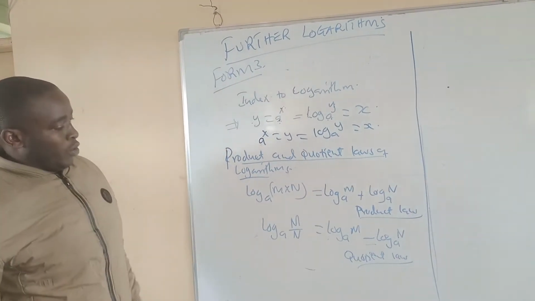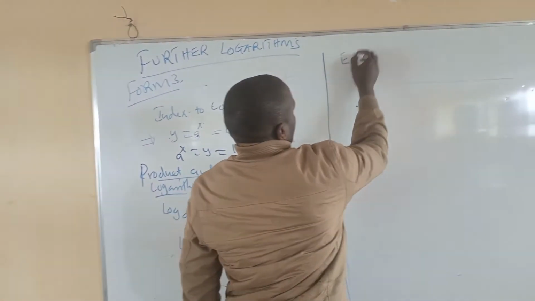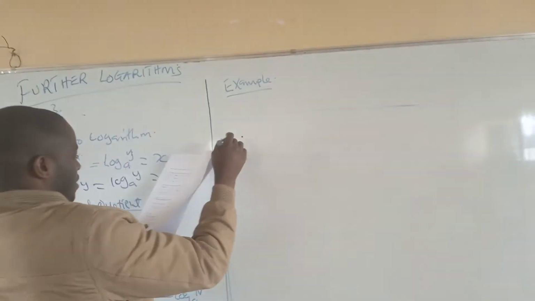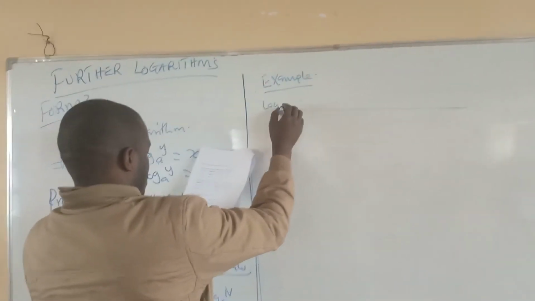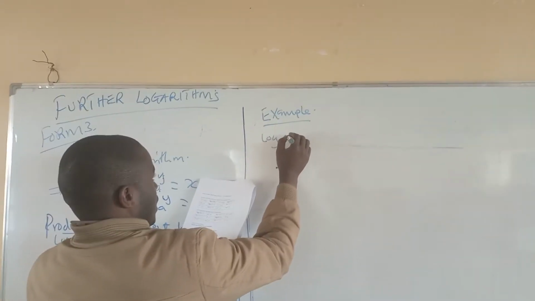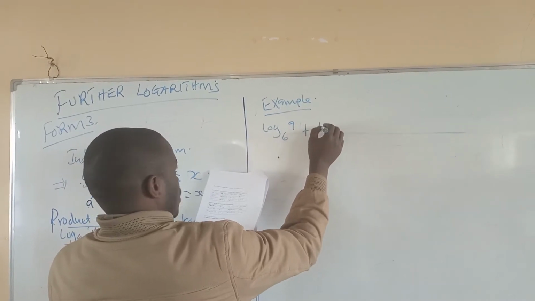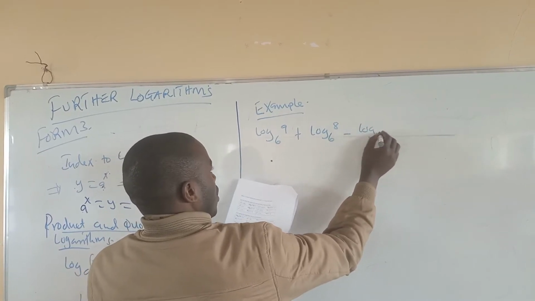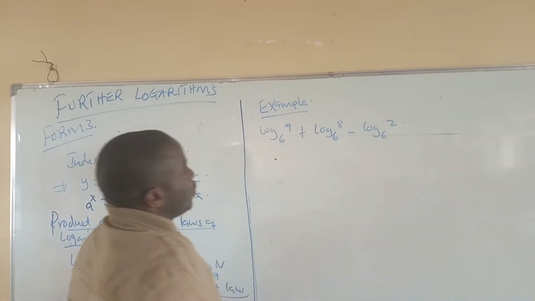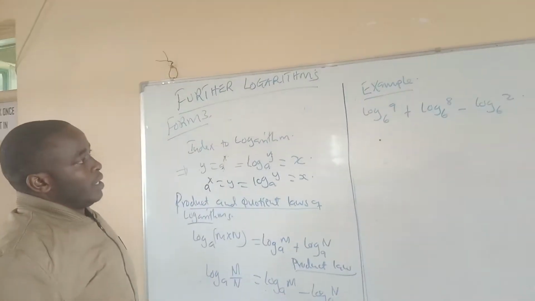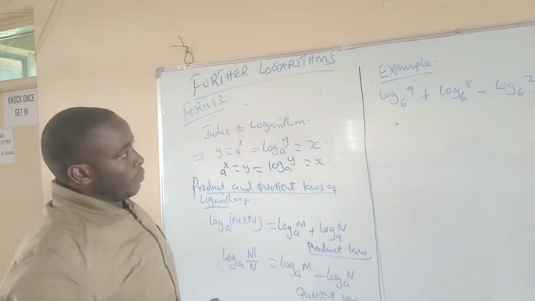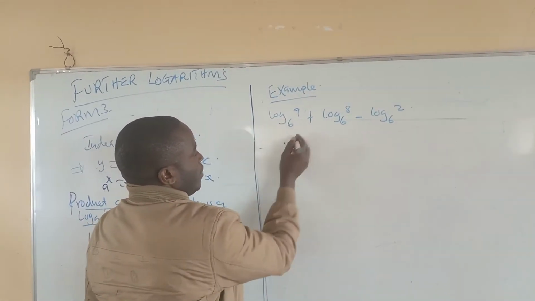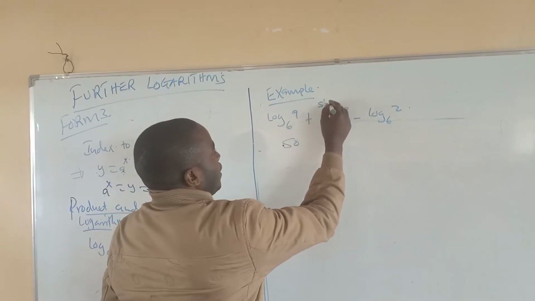Now we can do an example. If you are given log 6 of 9 plus log 6 of 8 minus log 6 of 2, we use the laws of logarithms, that is the quotient and the product law. If you are asked to simplify, this is to simplify.